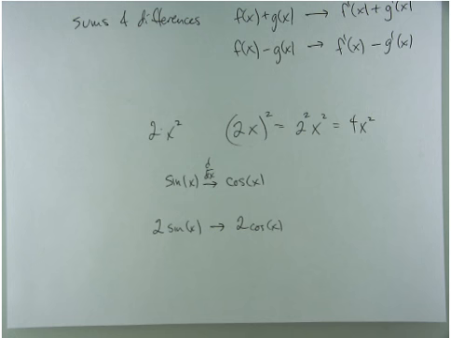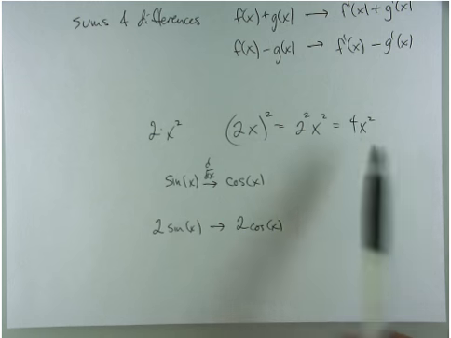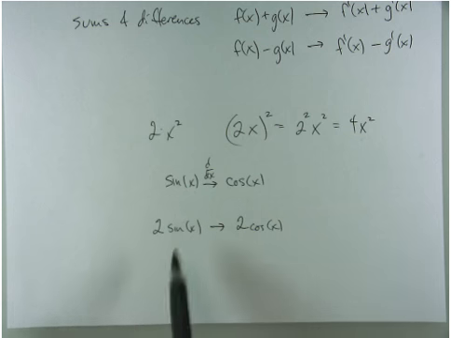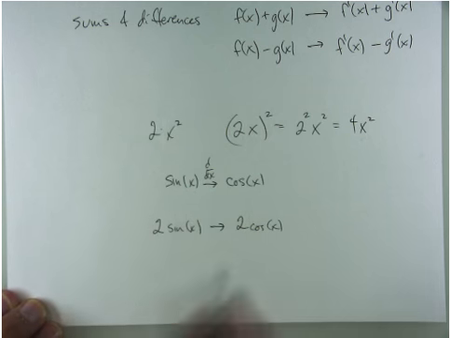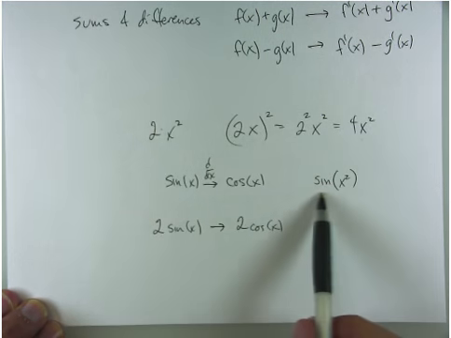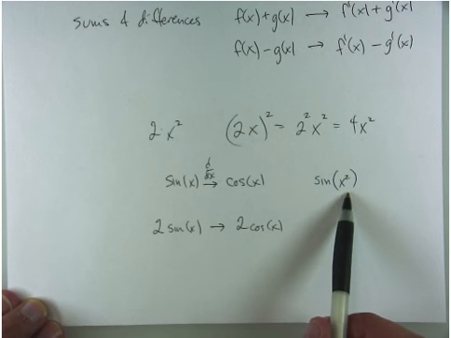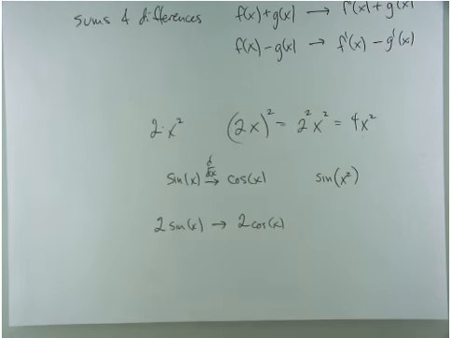Because if I start throwing other functions in there, I might not be able to simplify them quite so easily. Here's a trigonometric function, sine of x. I know that it gets turned into cosine of x, but if I had something like sine of x squared, there's no better way for me to write this. I have a function inside of a function, and this is as good as it gets. I can't write it just in terms of sine of x or just in terms of x squared. Kind of hosed.